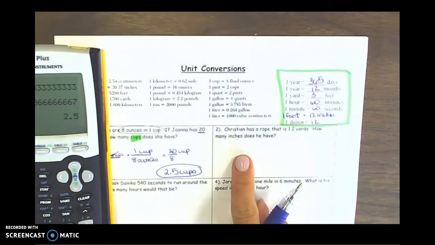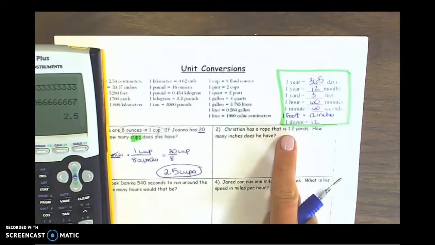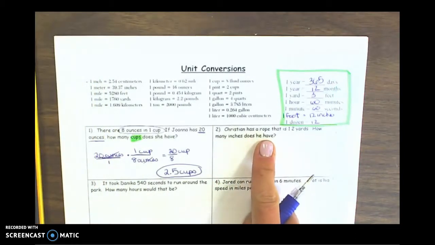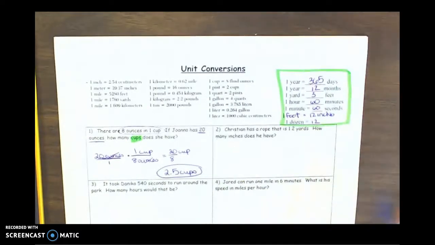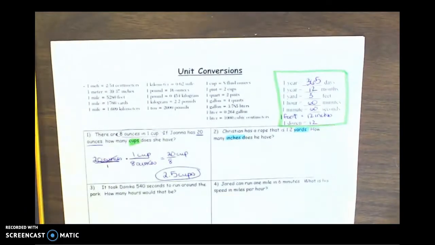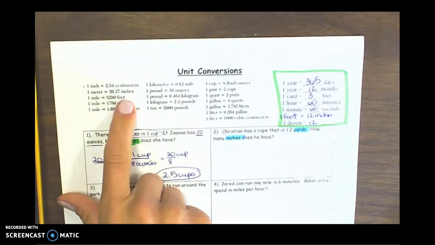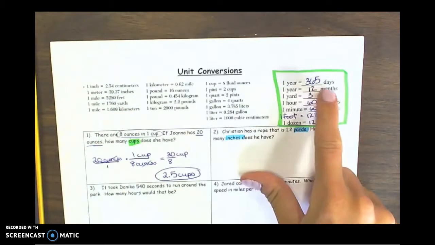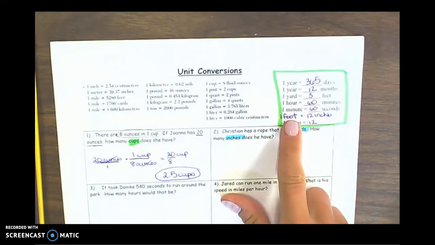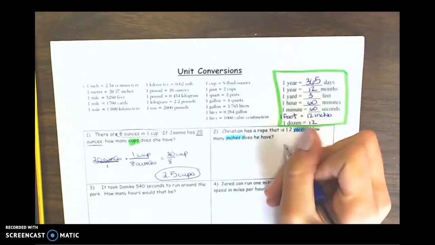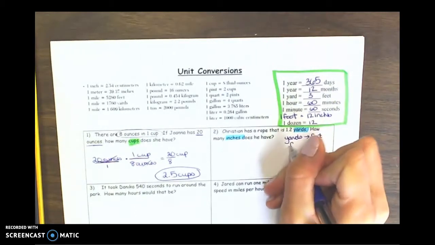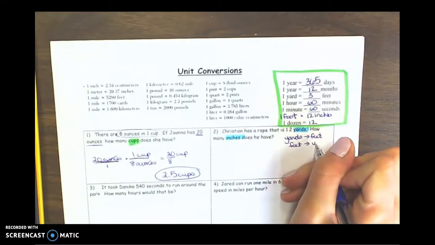All right. Let's try another one. Let's go ahead and try number 2 now. Christian has rope that's 1.2 yards. How many inches does he have? Now, I don't know the unit conversion right away because I want to go from yards to inches. So let's take a look here. If I look up here, I don't have inches or yards. If I look over here, I don't have inches or yards, but I do have yards and feet. And then I have feet in inches. So I'm going to have to do 2 conversions here. So I'm going to go yards, and I'm going to convert it to feet. And then I'm going to go feet and convert it to inches.